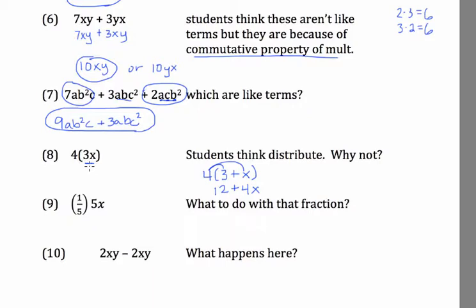So what do you do here? Well, all these things are just multiplied together. 4 times 3 times x. So we can simplify because we know that 4 times 3 is 12. So we can simplify this to 12x, which is our answer.